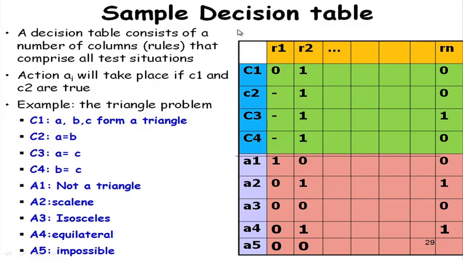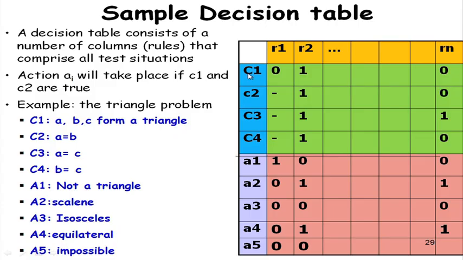Now, let us look at an example. Let us say we have written a program which reads 3 sides of a triangle, and then it displays whether it is not a triangle, based on the 3 sides entered. It outputs not a triangle, scalene, isosceles, or equilateral. A5 is actually invalid, we can consider, and we form the different conditions here.